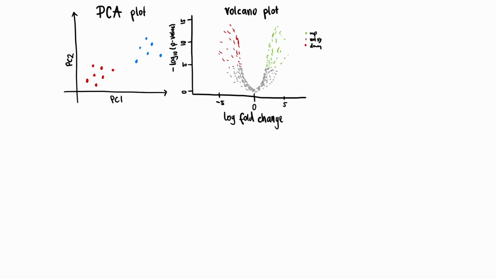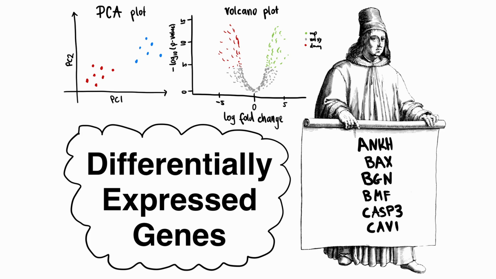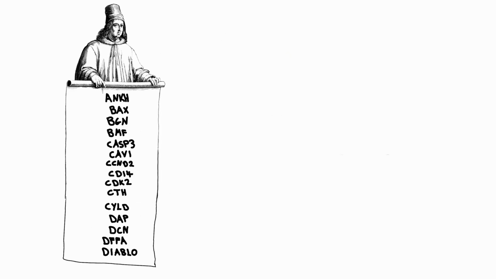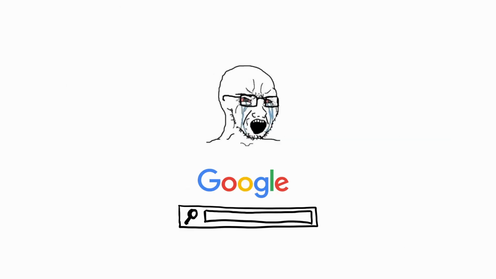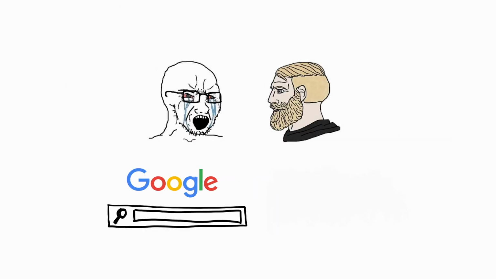You've crunched the data, made all of those PCA and volcano plots, and now you finally have a list of differentially expressed genes. Exciting, right? But there's one small problem. This list is really long. Manually searching for each gene online? Exhausting. Thankfully, there's a tool that can make sense of all this, the Molecular Signatures Database, or MSigDB for short.